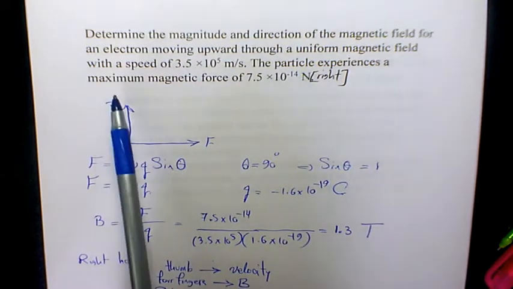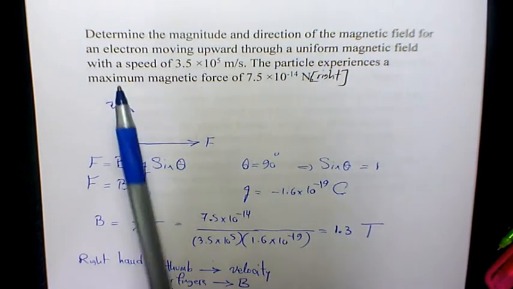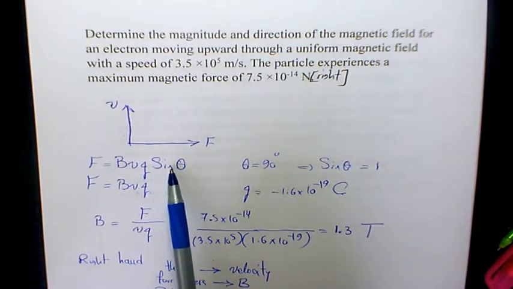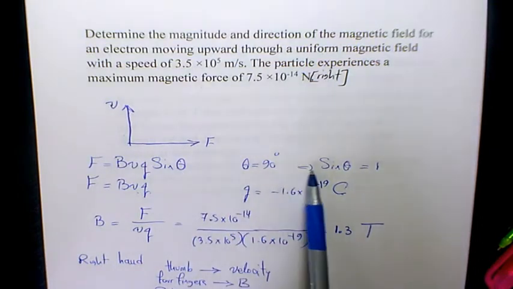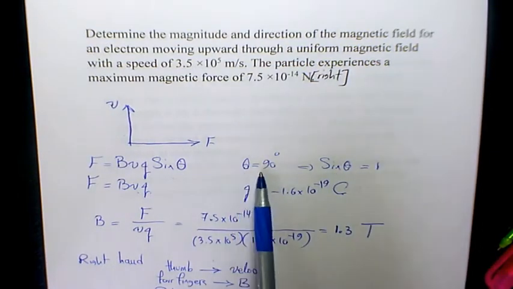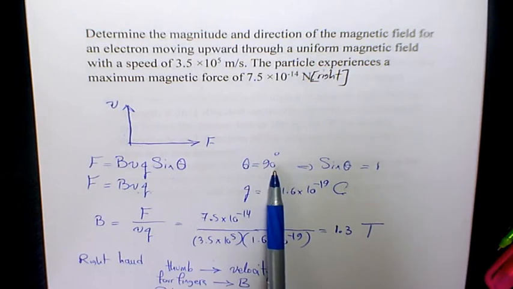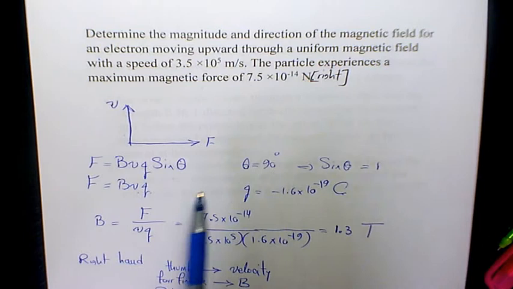In this case, since it says maximum magnetic force, it means the maximum value for sine theta. The maximum value for sine functions is 1. So sine theta equals 1. It means that theta is 90, and it means that the velocity direction and magnetic field direction are perpendicular.